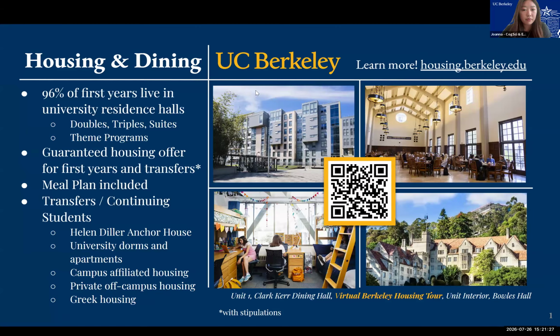On the slides, you'll see on the top left of the screen one of our units, the outlook of the building. On the top right of the screen is the Clark Kerr campus, the dining hall for Clark Kerr. It looks like a Harry Potter style building, which is super cool. On the bottom left of the slide is one of the rooms, showcasing the inner area of the room, and I believe it is a triple. And on the bottom right of the screen is Bowles Hall, which is another student residence, but you do have to apply separately.